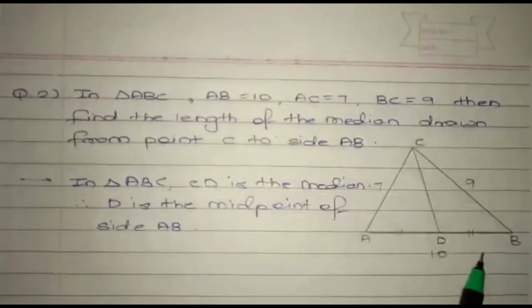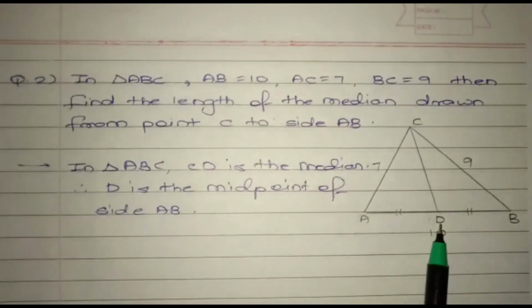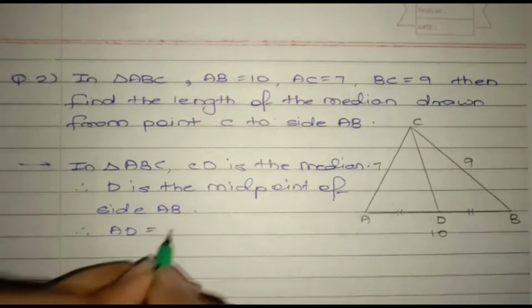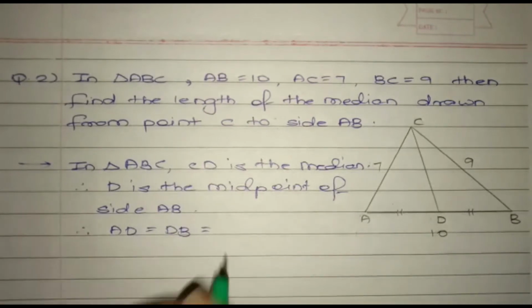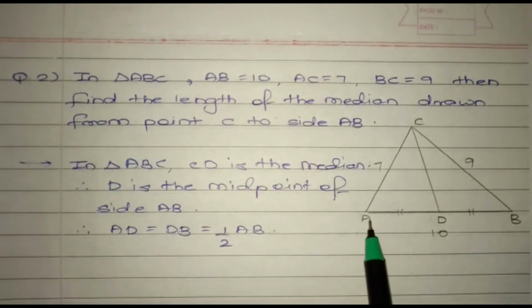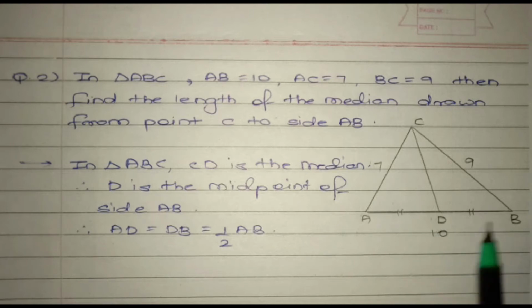Since D is the midpoint of side AB, AD is equal to DB, and each will be half of AB, as we have solved in the first sum. AD and DB are both the same, and both are half of the total length AB. So AD is equal to DB is equal to half of AB.